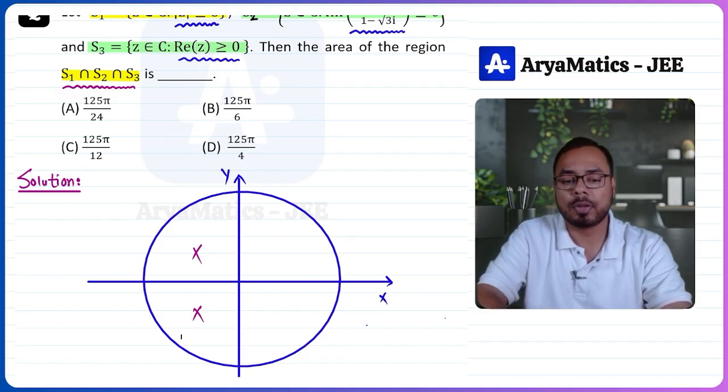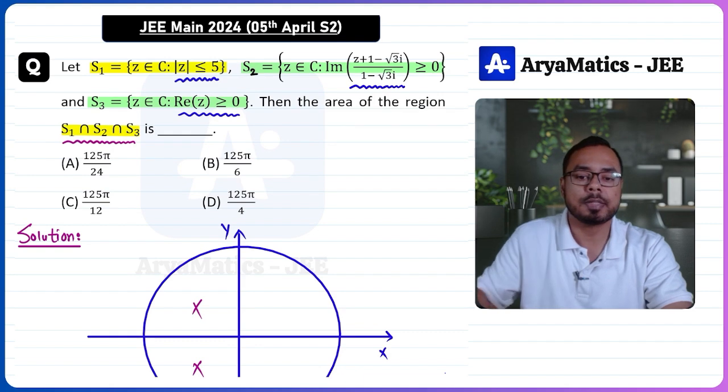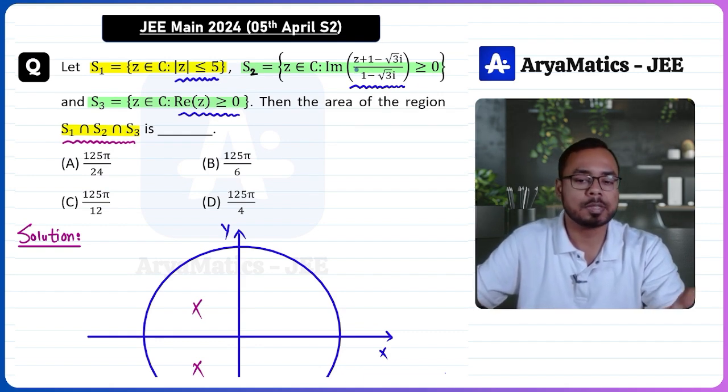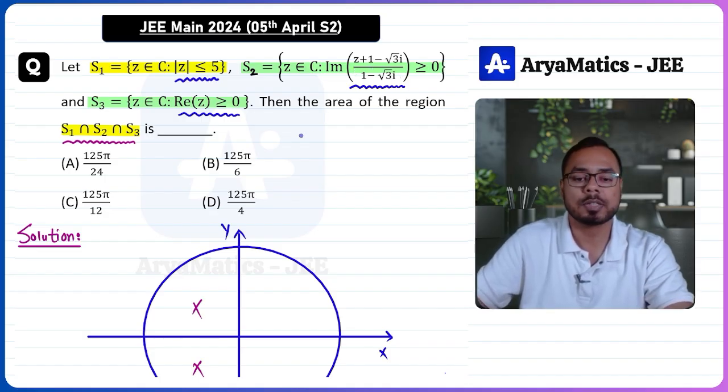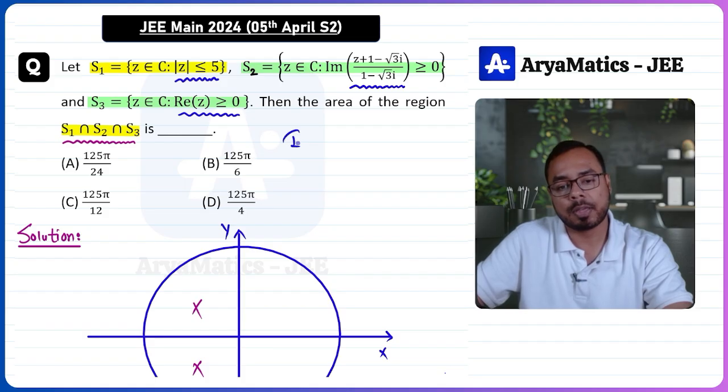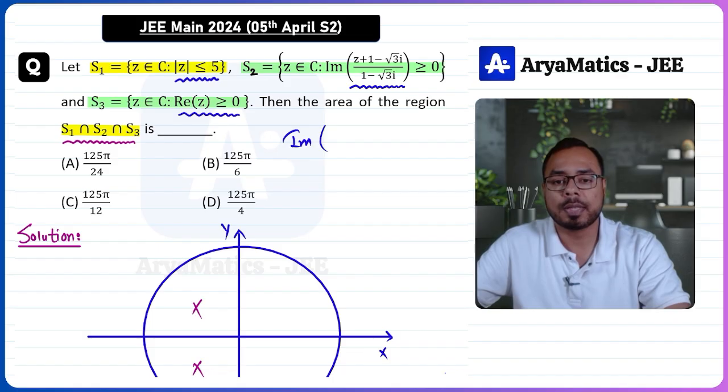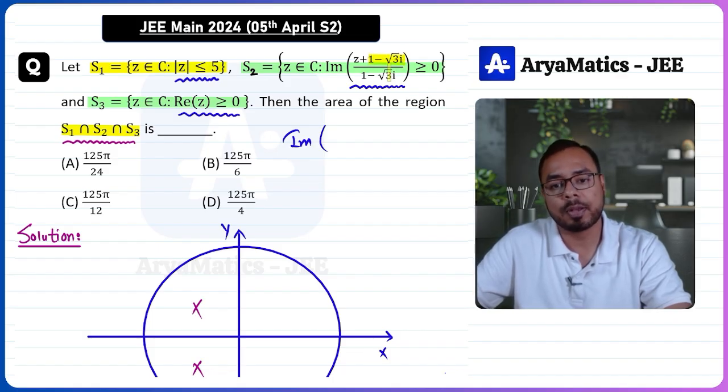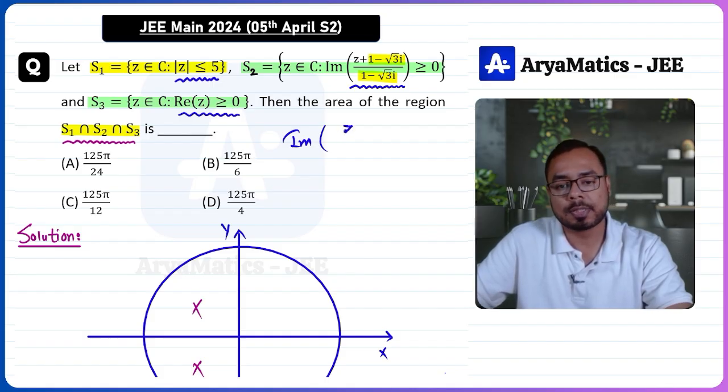But there is one more inequality here, that is imaginary part of this complex number should be positive. So let us try to separate the real and imaginary part, and then we'll see what kind of locus we are getting from here. So imaginary part of this complex number, and also you can see that these two terms are same, 1 minus root 3 iota divided by 1 minus root 3 iota. So we can separate these two.